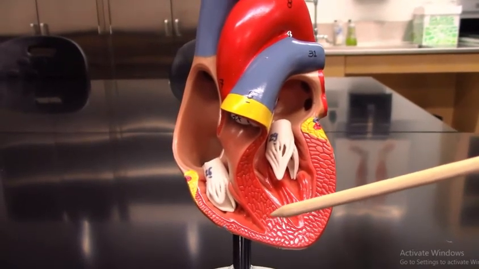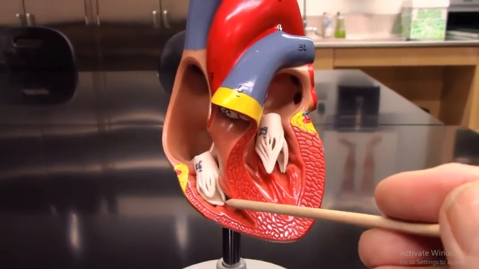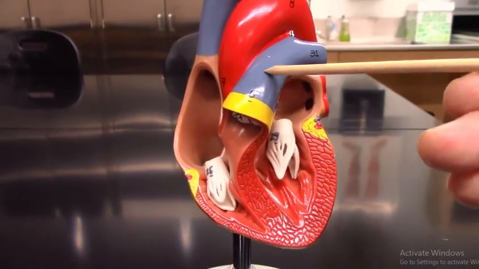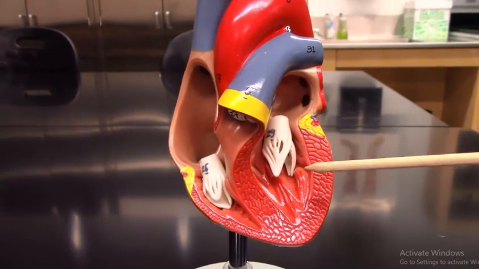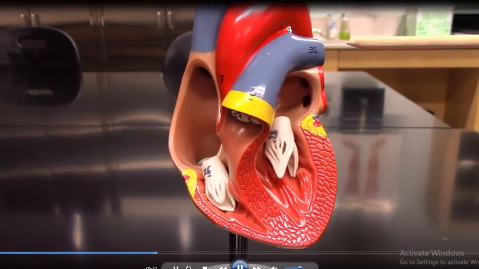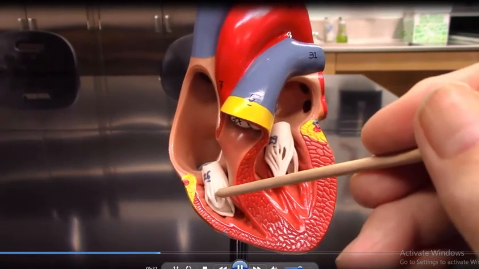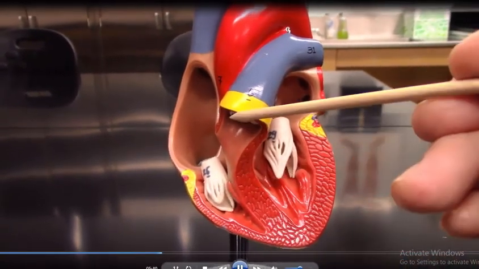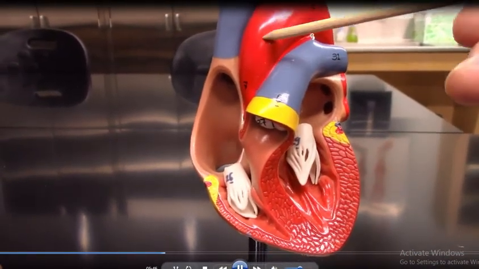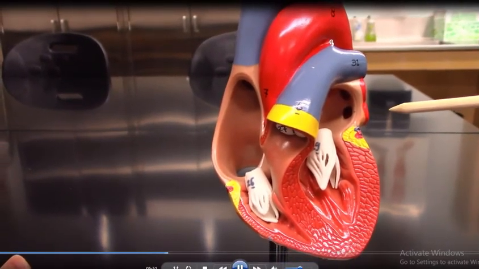The ventricles pump blood out of the heart. The right ventricle pumps it out through the pulmonary trunk. We'll talk about this in a minute. And that's going to the lungs. And the left ventricle pumps it out of the aorta, and that is going to the whole body. The right side of the heart is the pulmonary side going to the lungs, and the left side of the heart is pumping blood through the aorta to the body. That's the systemic part of the circulation.